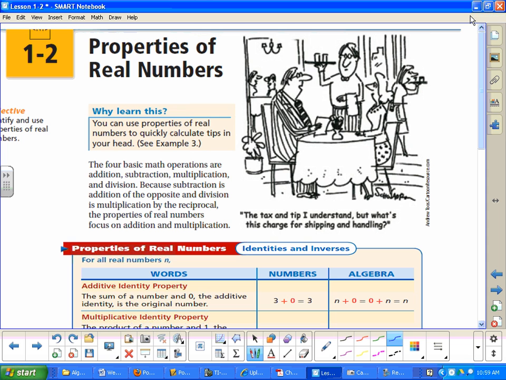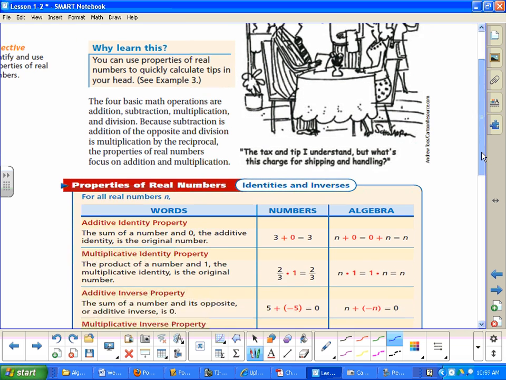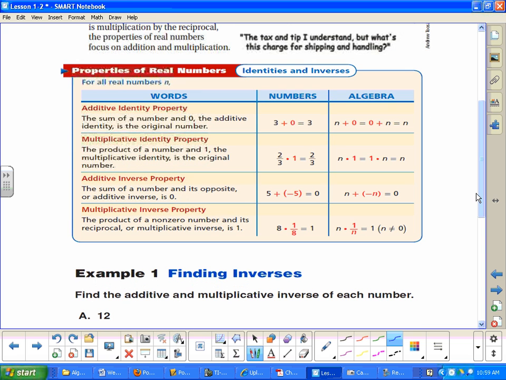So the four basic math operations: addition, subtraction, multiplication, division. Because subtraction is addition of the opposite and division is multiplication by the reciprocal, the properties of real numbers focus on addition and multiplication. So we have these four properties of real numbers that involve identities and inverses.